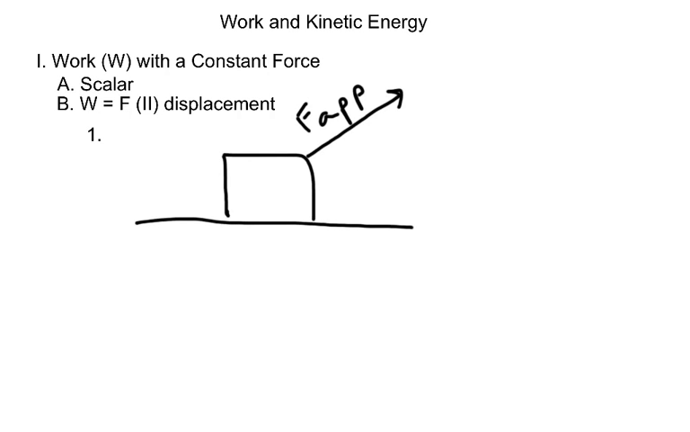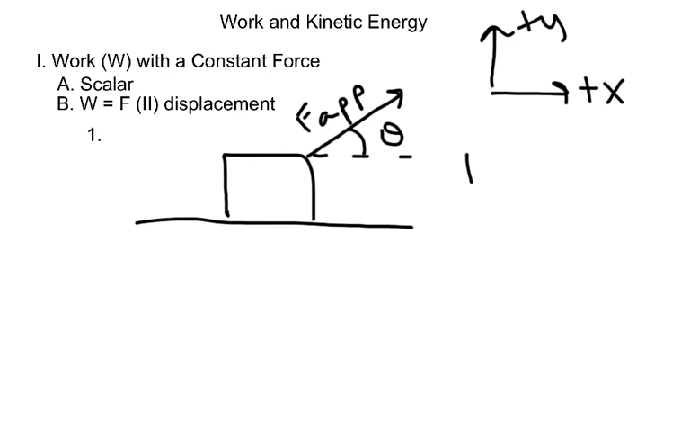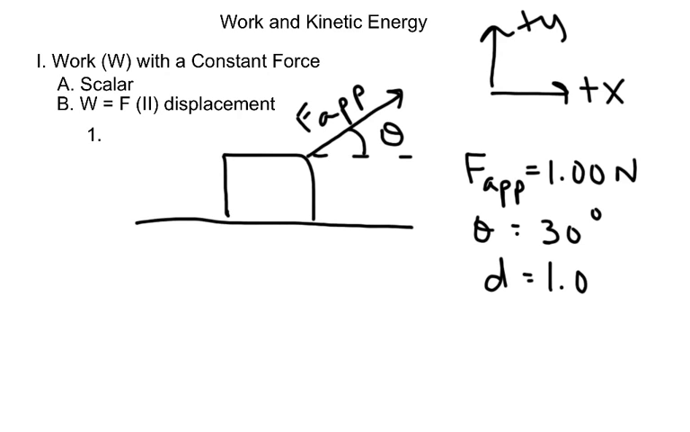Our first example is we have some sort of a block on the ground. There is an applied force at some angle to the horizontal. We're going to assign direction. We'll make right positive plus x, up plus y. And we're going to give some givens. The applied force is 1 Newton. The angle is 30 degrees, and this object is going to be moved a displacement to the right of 1 meter.